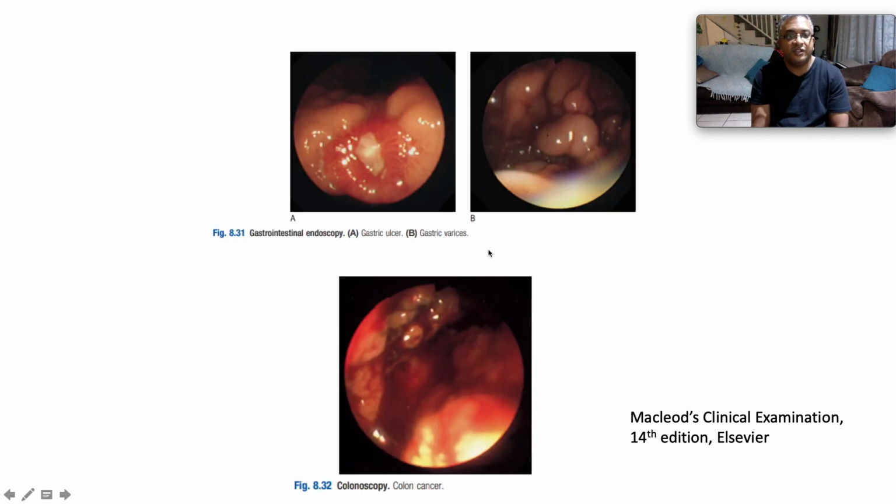And here is just a snippet of upper GI scope demonstrating a gastric ulcer here. Right, gastric ulcer. See this big old erosion. And here we have gastric varices, that look like little worms in the setting of portal hypertension. Here's a colon demonstrating a vicious colon cancer.